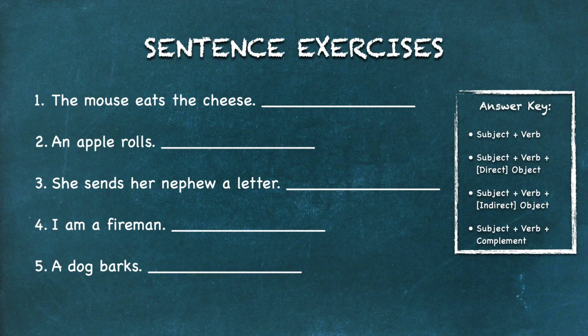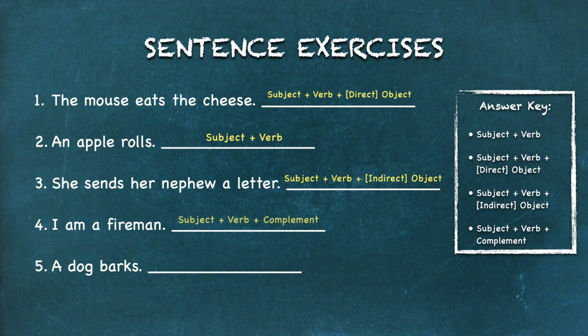For sentence number 1, the answer is subject, verb, direct object. Number 2, the answer is subject, verb. Number 3, the answer is subject, verb, indirect object. Number 4, the answer is subject, verb, complement. And number 5, the answer is subject, verb.